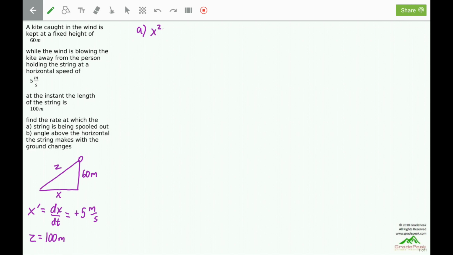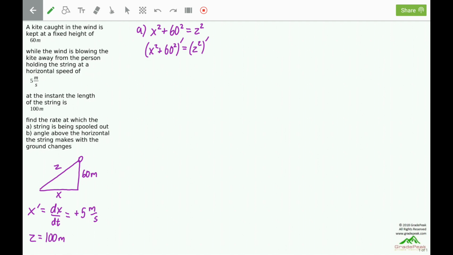One leg squared, x squared, plus the other leg squared, 60 squared, equals the hypotenuse squared, z squared. There's the related variables equation. We can take the time derivative of both sides of this to come up with the related rates equation. I will indicate the time derivative of both sides by a prime on both sides.